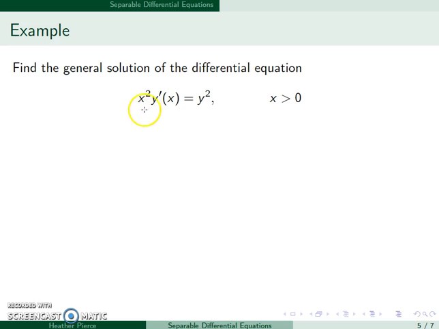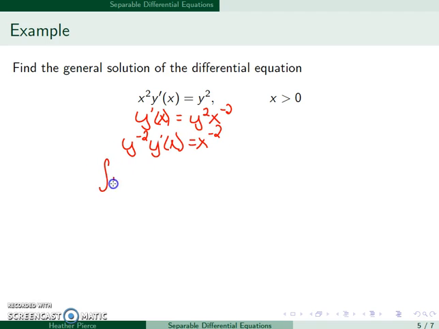Next, let's try this one. I'll need to divide by x squared. In addition, I'll need to divide by y squared. I can then integrate. I now have y to the minus 2, and once again the y prime is going to become dy, equal to the integral of x to the negative 2 dx. So we add 1 to the exponent, and then divide by this number. And then the same thing on the right, plus c.